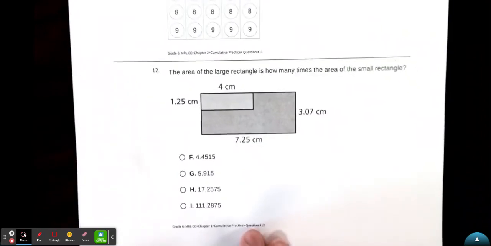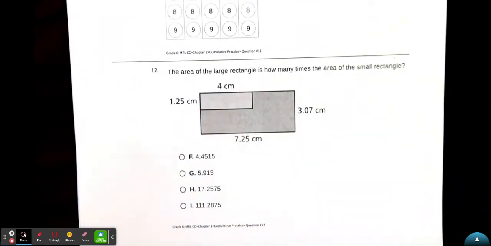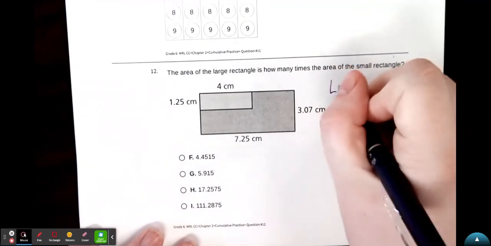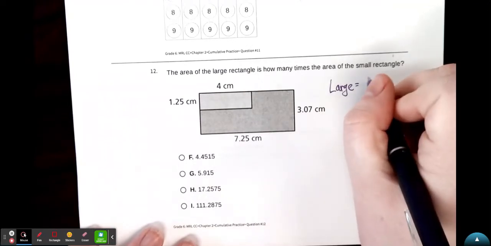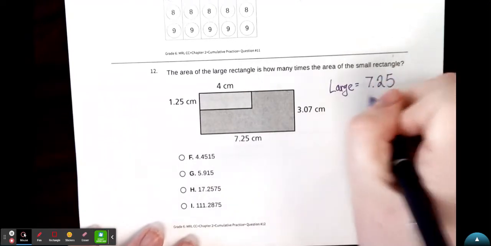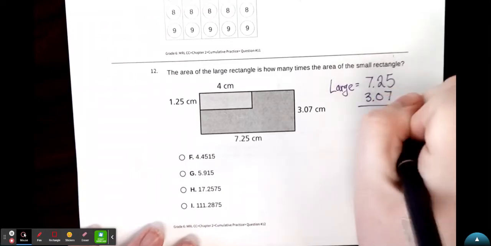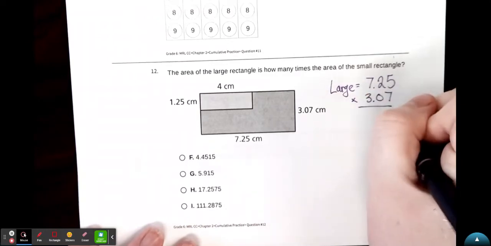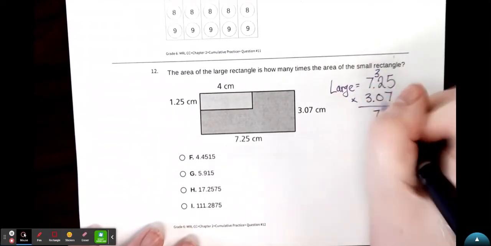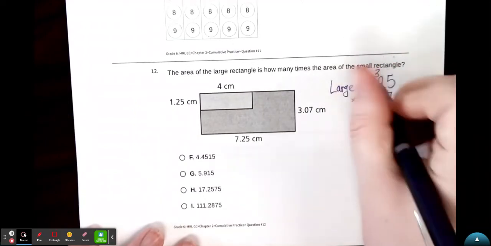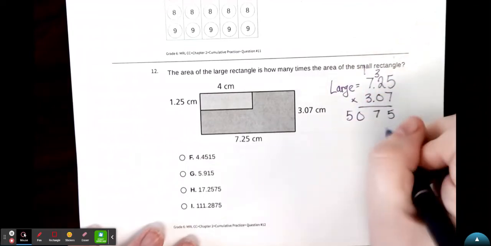Number 12, the area of a large rectangle is how many times the area of the small rectangle? So for this one, we have to figure out what the area of each one is. So the area of the large rectangle is going to be 7.25 times 3.07. Five times 7 is 35. Carry my 3. 7 times 2 is 14. Plus 3 is 17. 7 times 7 is 49. Plus 1 is 50. Placeholder 0.